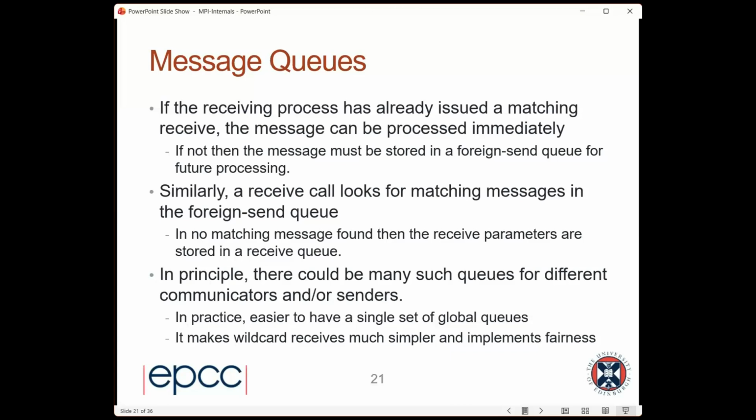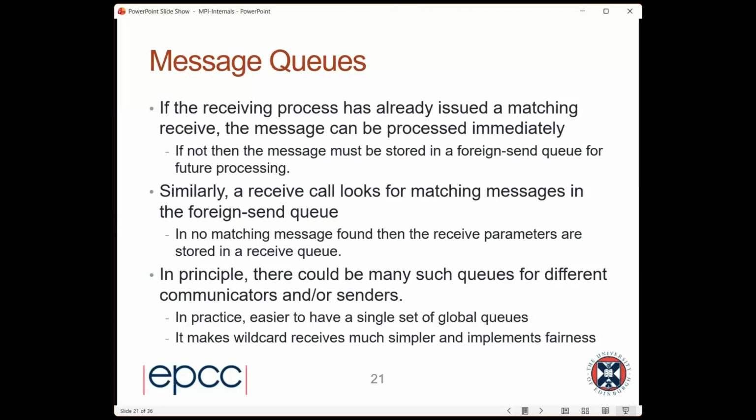Similarly, when I issue a receive call, maybe somebody's already trying to send me a message. So when I do issue a receive call, I look in the foreign send queue to see whether anyone has already contacted me with a matching send. If they have, I can process it immediately. If not, I have to put this into a foreign receive queue. So the foreign send queue tells you about people who are trying to send data where you don't have a matching receive. The foreign receive queue holds receives you have issued which don't yet have a matching send.